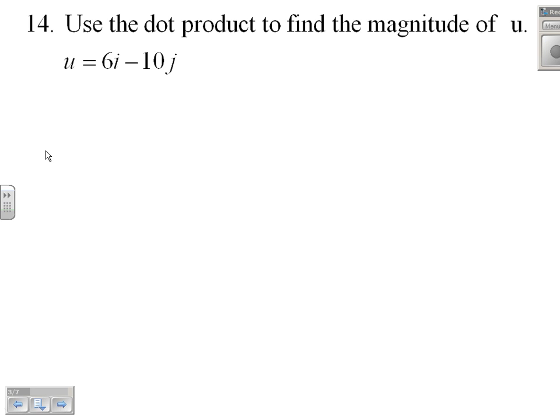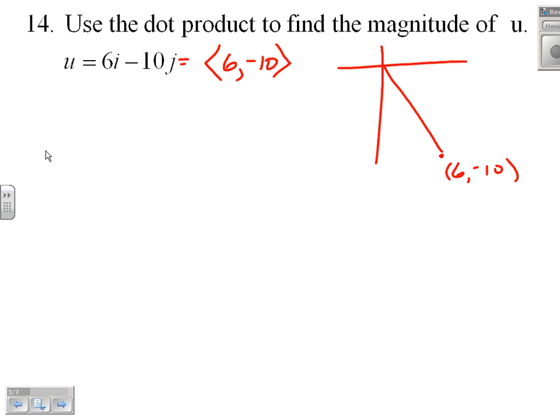Okay, use the dot product to find the magnitude of u. Well, let's go ahead and find the magnitude of u without using dot products. u is a vector that wants to slide things to the right 6, with a force of down 10. If I was going to do this graphically, it would be to the right 6, down 10, over here at 6, -10. u looks like this.